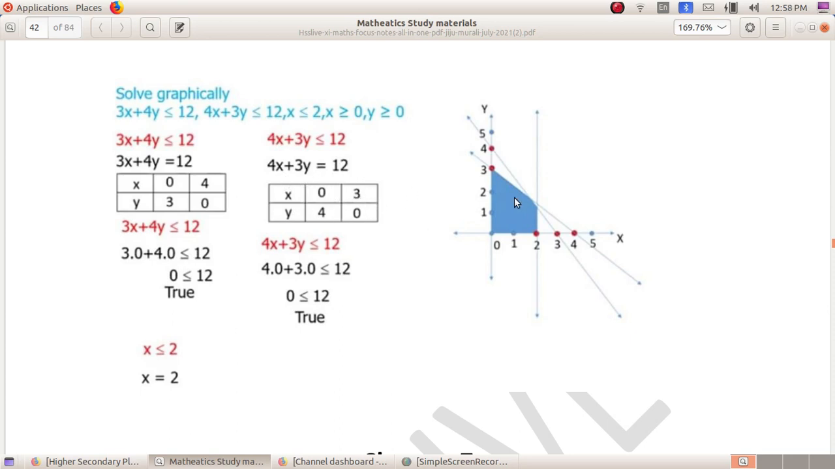Okay. Then, in the same graph, mark 0, 4. This is the point. Then 3, 0. This is the point. Draw the straight line. This is a straight line. Okay.